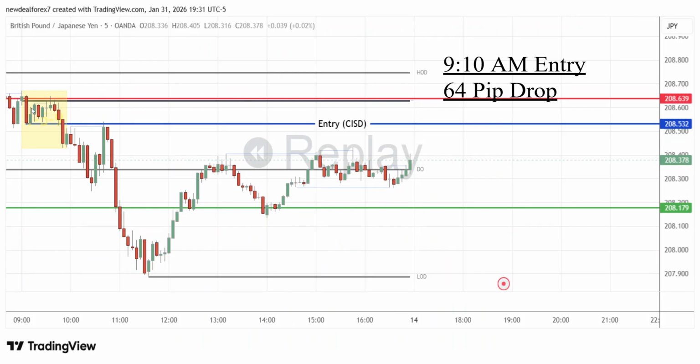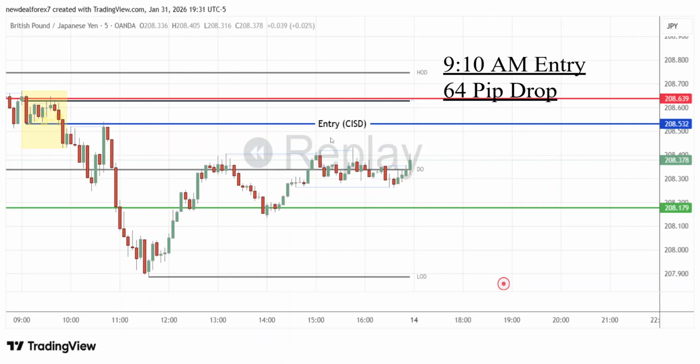And the entry would have been at 9:10. You could have entered off of a change state of delivery where the candle high was broken and closed below for this one candle at 9. So we enter there. Stop loss goes above the high. And this was a 64 pip drop outside of the range before price did decide to retrace. Okay, back up to the daily open, and that's where price ended.